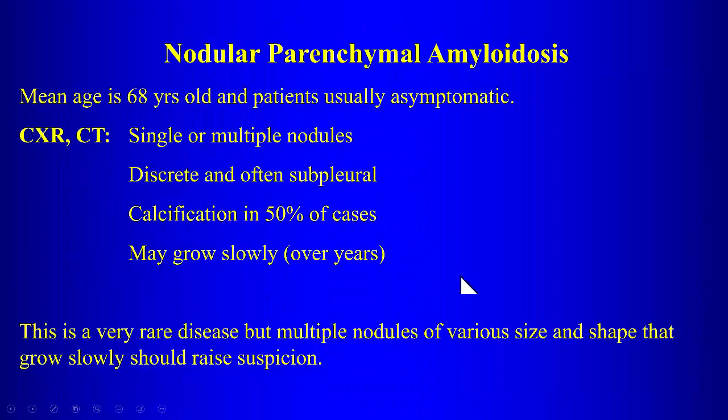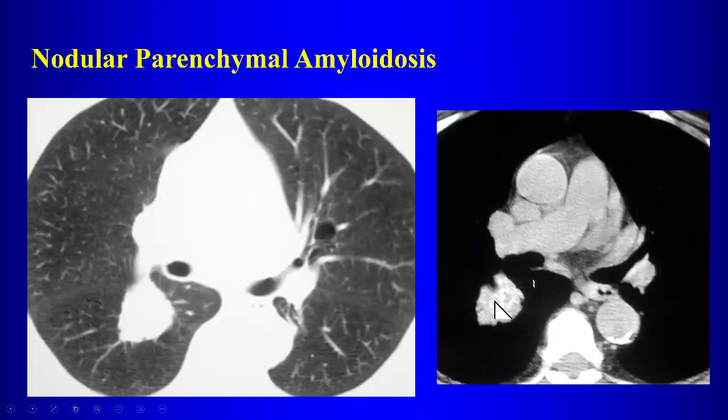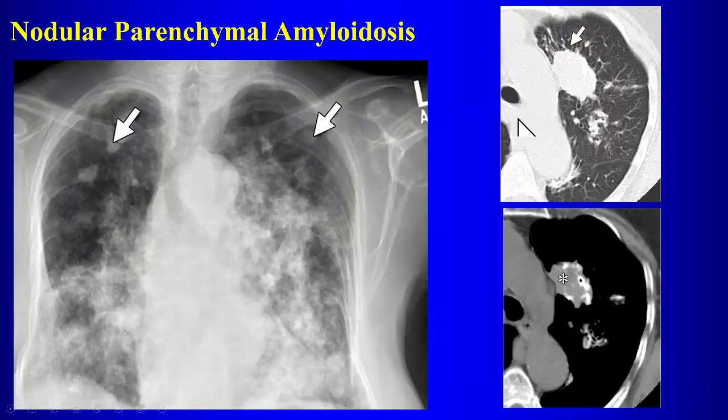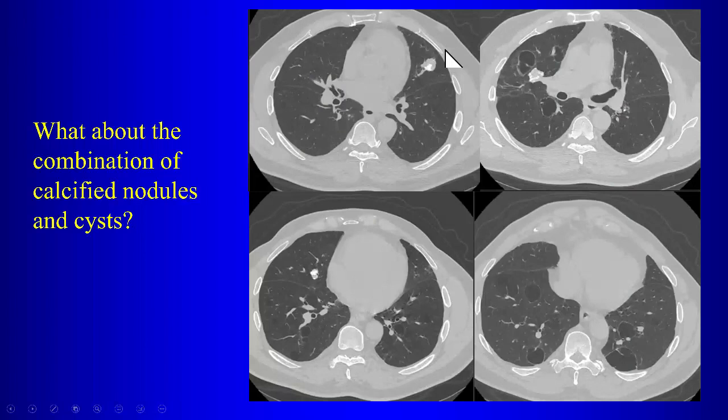Another form of amyloidosis that we can see in the lungs is nodular parenchymal, where they develop these multiple nodules. They can grow slowly. Sometimes they can calcify. So you can have these nodules that are scattered throughout the lungs, sometimes with calcification, and they'll be there for years. So this patient comes back year after year with these nodules that have some calcification that may grow slowly. So this is nodular parenchymal amyloidosis, right? Multiple nodules that may be calcified.